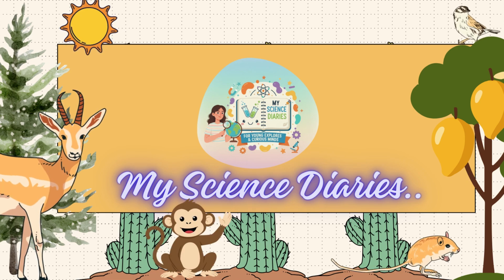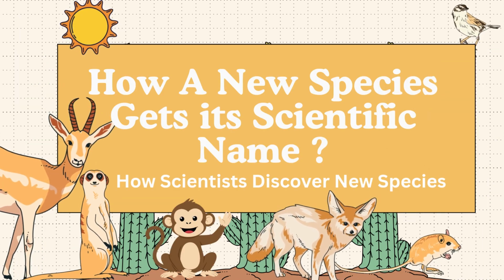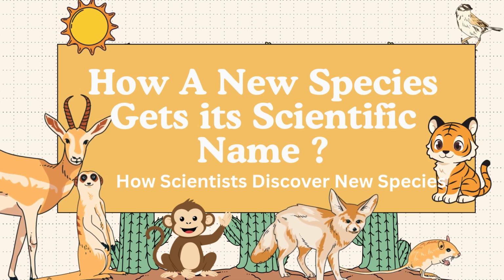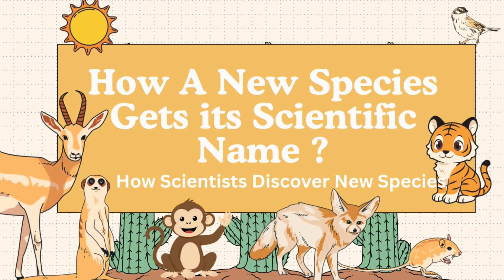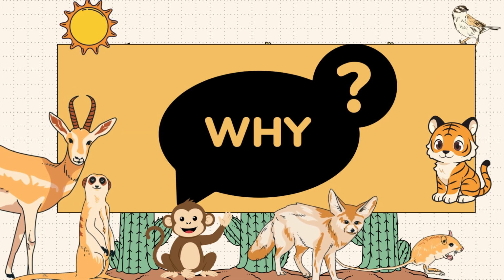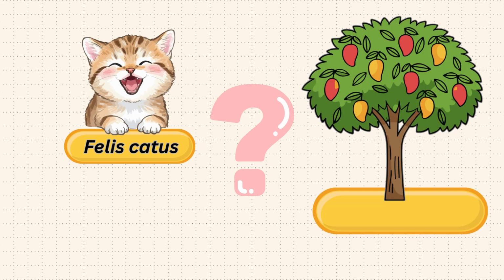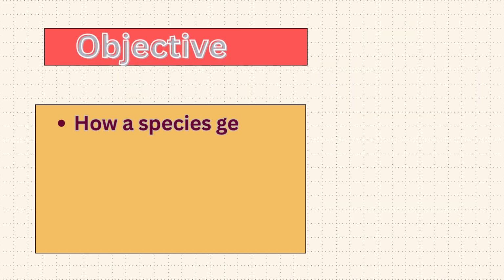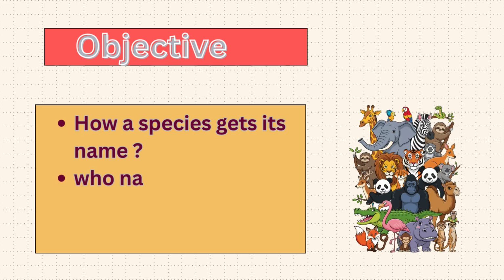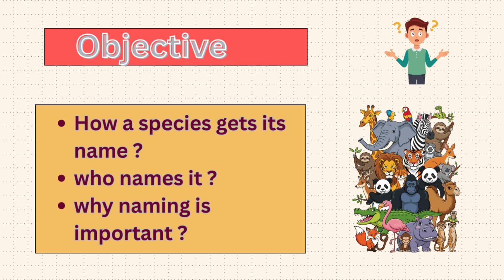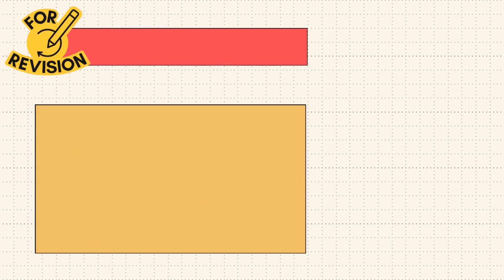Today we will understand how a scientist names a species and why every organism has one universal scientific name. Why is a cat called Felis catus, or why is a mango tree called Mangifera indica? Today in just a few minutes, let's understand how a species gets its name, who names it, and why naming is so important. So let's revise again.